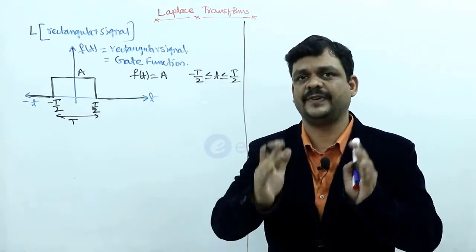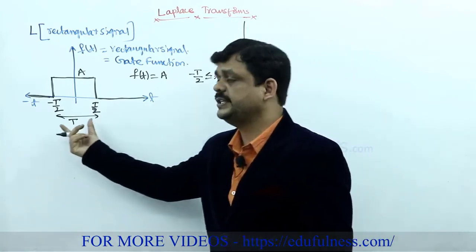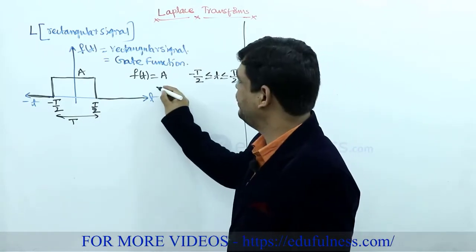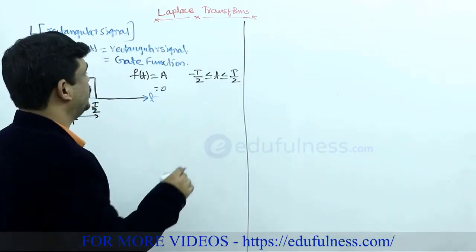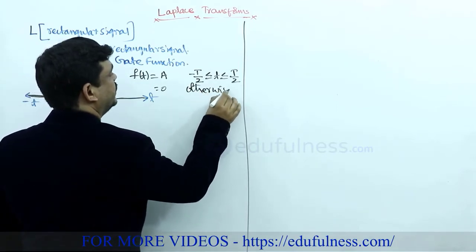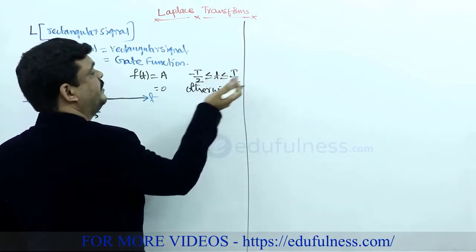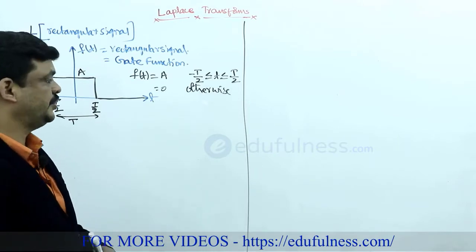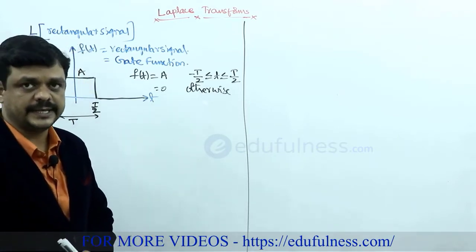I am just writing the standard function, right? So f of t equals A within this time period, and other than this time period, what is the amplitude? 0. So f of t equals 0 otherwise. That means outside this condition, greater than T by 2 or less than minus T by 2, the function amplitude is 0. So this is the functional representation of the rectangular signal.